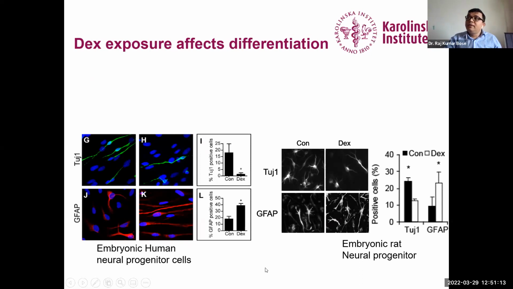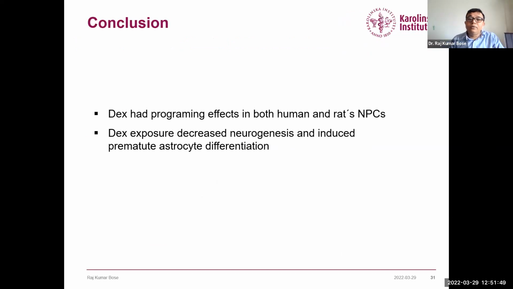So that means that DEX may have a programming effect when cells get a high level of glucocorticoids. I would not go through the rest of these figures, because here the main purpose is to show the application of ICC, and I would go directly to the conclusion.